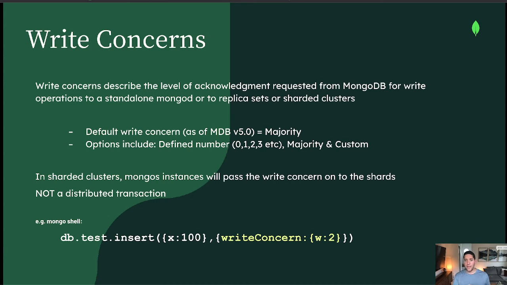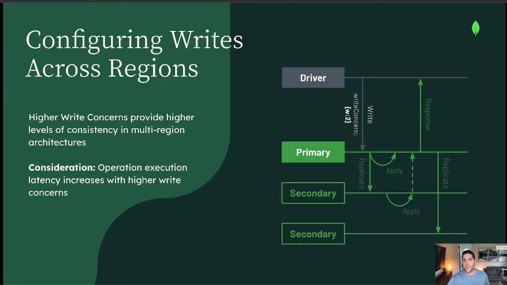And similar to priority and votes, write concerns are tunable and really give you the ability to define the levels of consistency that you require for your database.